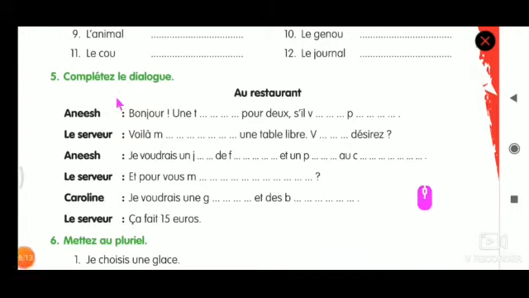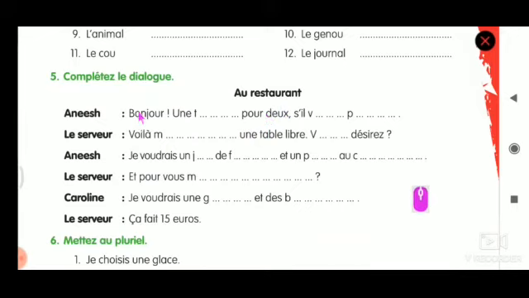Okay, here's the exercise compléter le dialogue. In last class I have given this as homework, at a restaurant. The first thing we have to see here is how many people are there in this particular dialogue. Person number 1 is Anish, person number 2 le serveur, and person number 3 Caroline. Anish and Caroline are friends. They are in a restaurant, and the server is helping them to book some order. So we have some clues. We have to find out what they are going to speak.